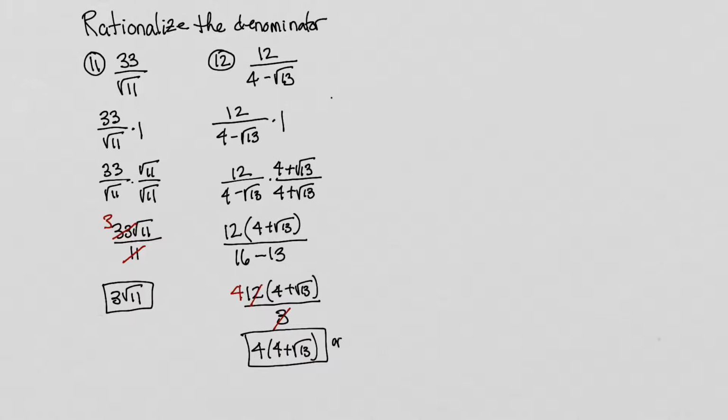Or, if you like, you could multiply through, getting 16 plus 4 square roots of 13. If you're going to make that multiplication, the 4 times 4, that's a 16. And here, the 4 is outside, the 13 is inside, so they're going to stay that way. 4 out, 13 in.